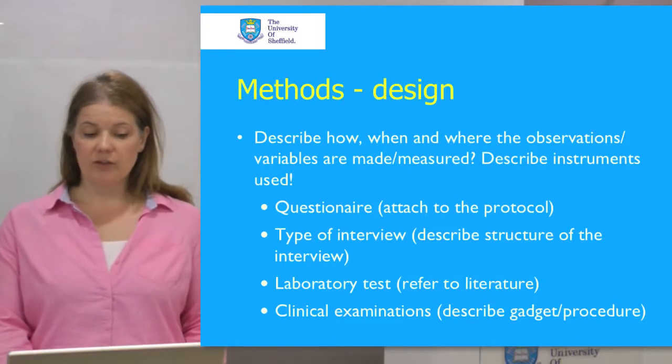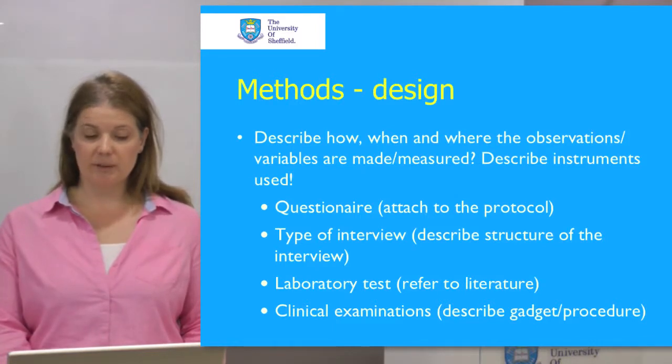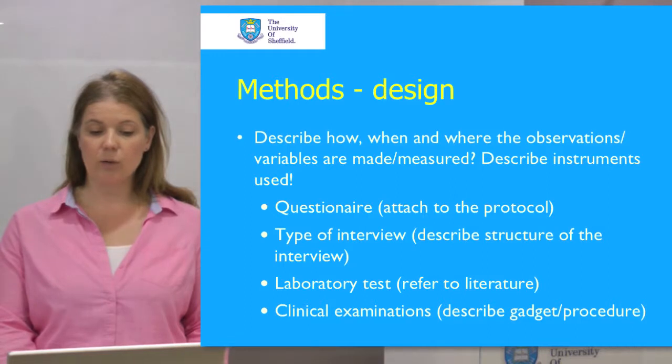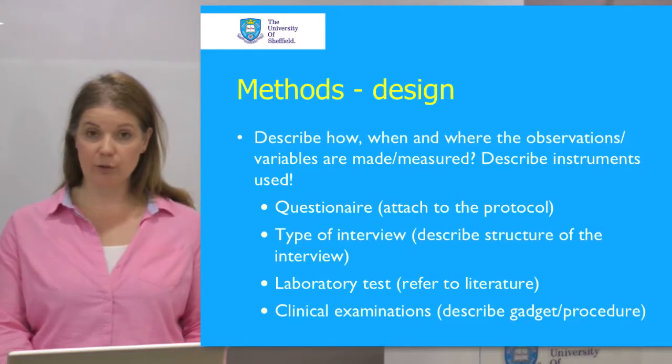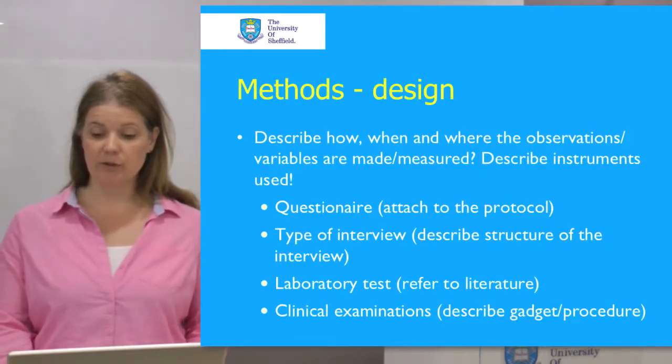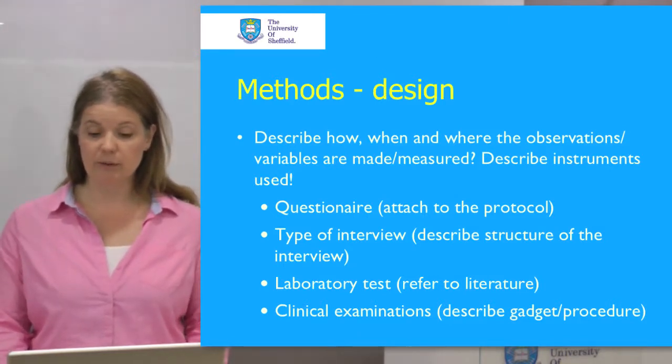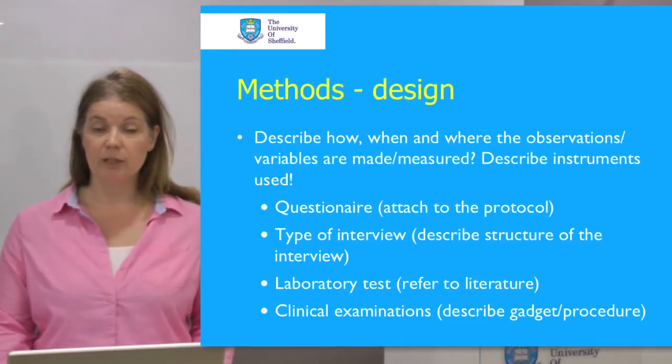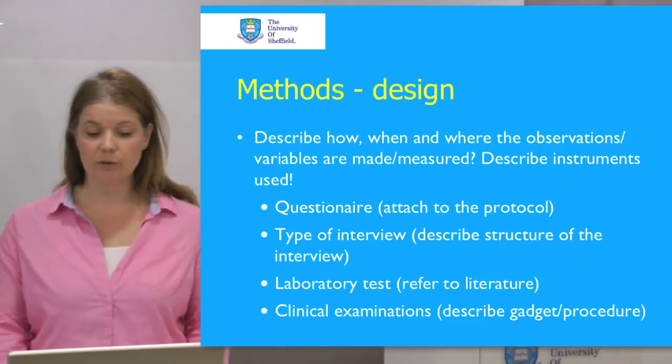And then in relation to the design, you need to then specify very clearly how and when and where your observations and variables are going to be measured. And you need to describe the instruments used. So often when we read protocols, people might mention the kinds of variables that they're going to include, but they don't include the instruments that are going to measure them. You need to include those within your protocols.